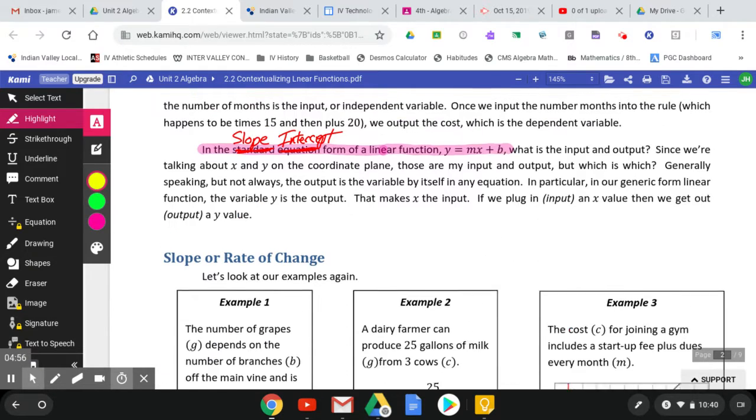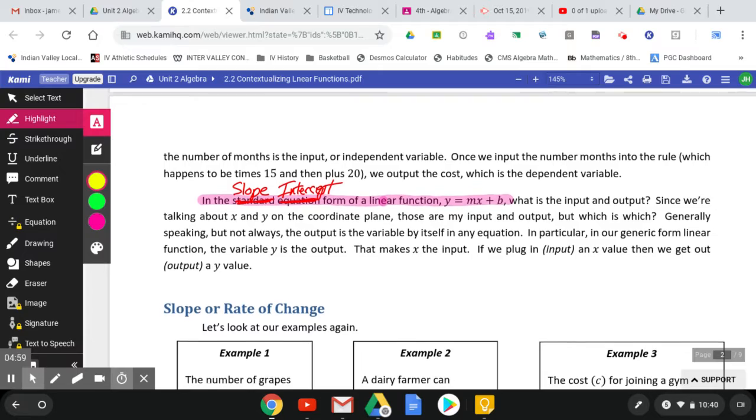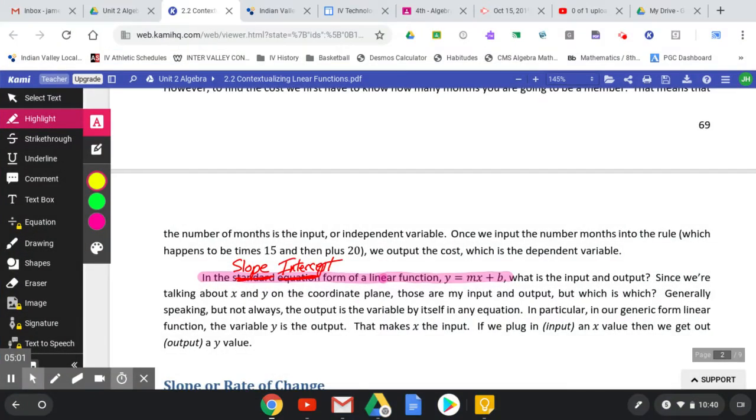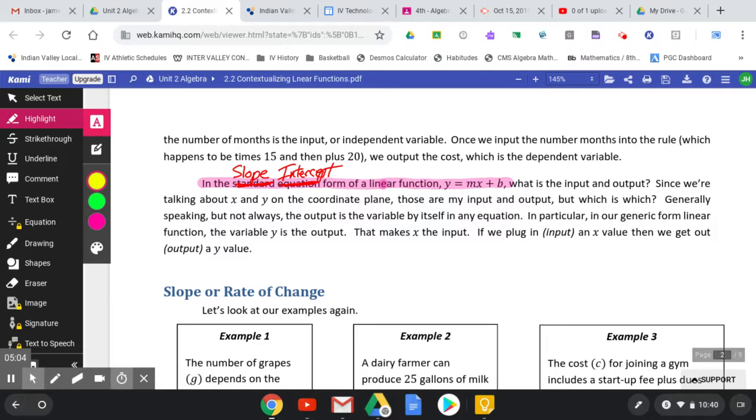Moving on to the next one. I'm on page 70, and I specifically want to look at this top line. I would like you to highlight it if you have it, but it says in the standard equation form of a linear function y equals mx plus b. Now I want you to highlight because I want to talk about that. If you need to do a different color, please do, whatever. And then I also want you to cross out the word standard equation and write slope-intercept. Let me reread it. In the slope-intercept form of a linear equation, y equals mx plus b.